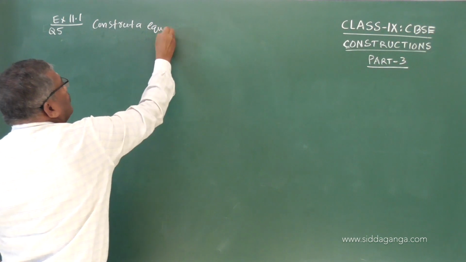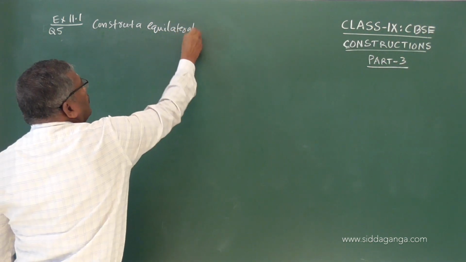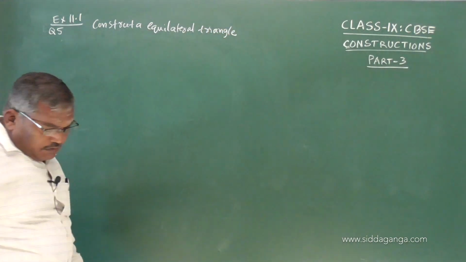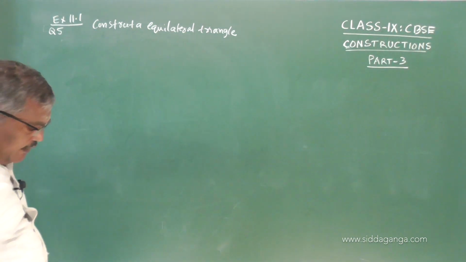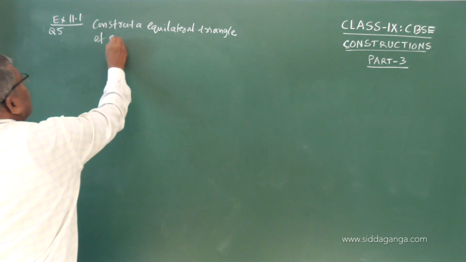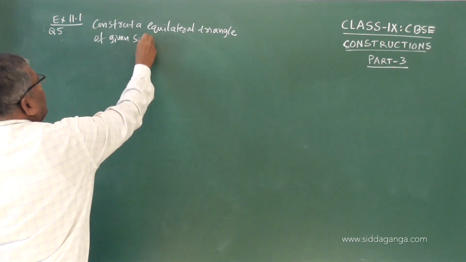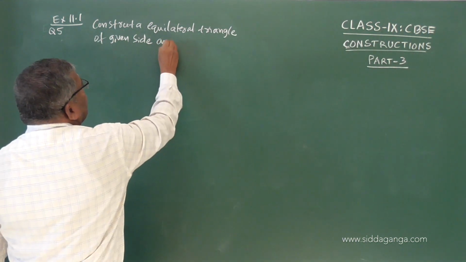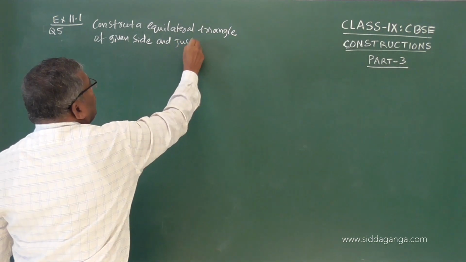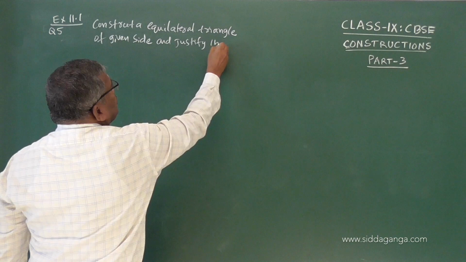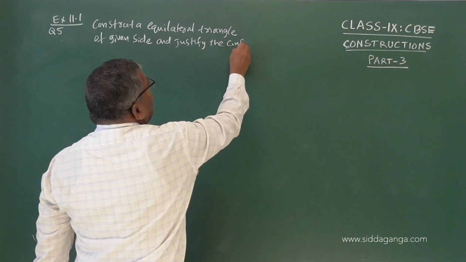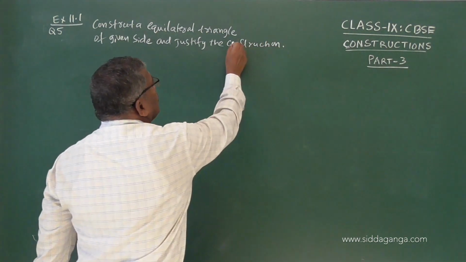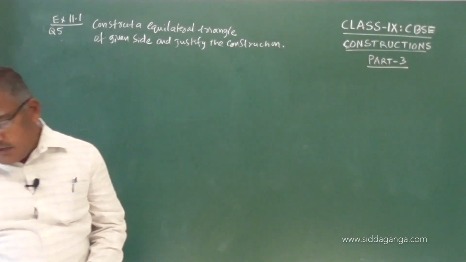Construct an equilateral triangle of given side, and justify the construction. Justify the construction. So this is the question.